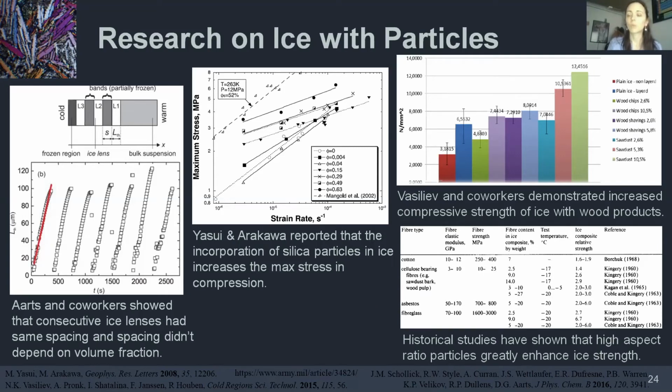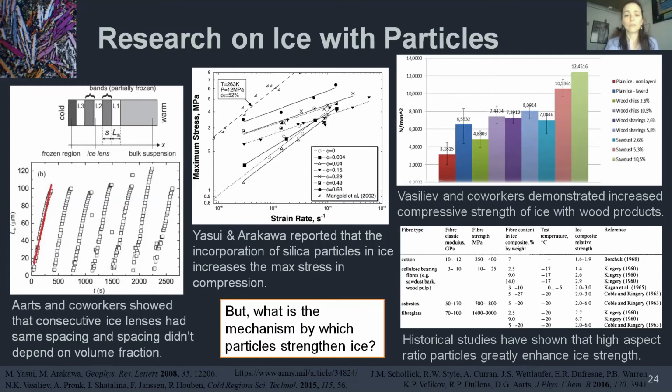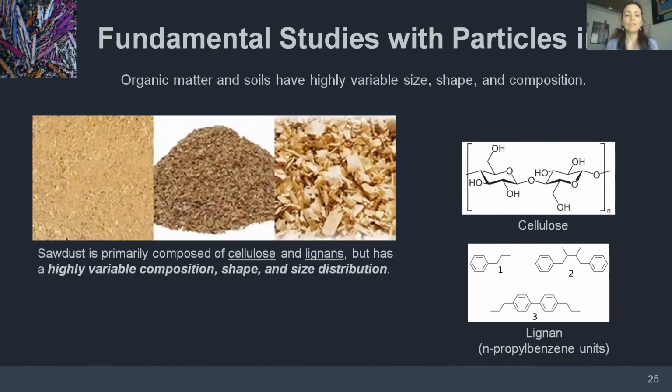And so we wanted to better understand, if the Army encounters a frozen ice cover and it's not strong enough, how could we strengthen it? Or also, if we know that a frozen ice cover has some degree of impurities in it, how can we better understand the properties? So we wanted to carry out these studies and figure out the mechanisms by which particles strengthen ice. And we were faced with the reality that sawdust is highly variable in terms of shape, size, and distribution of the particulates, even though it's primarily composed of cellulose and lignins.